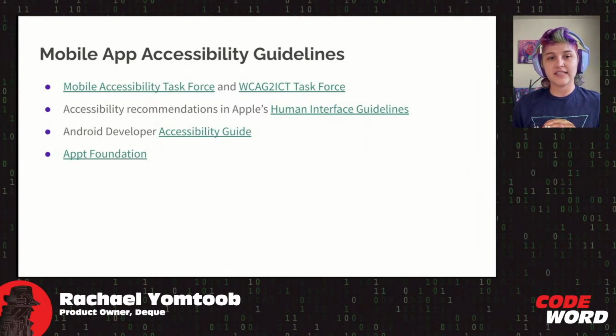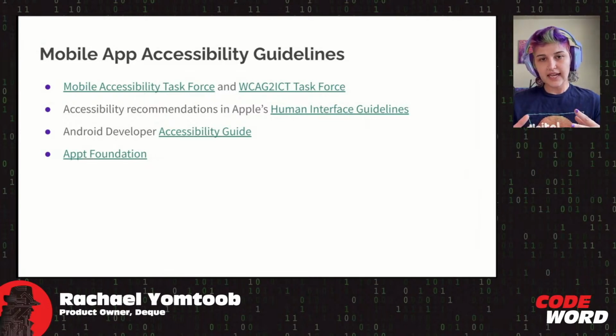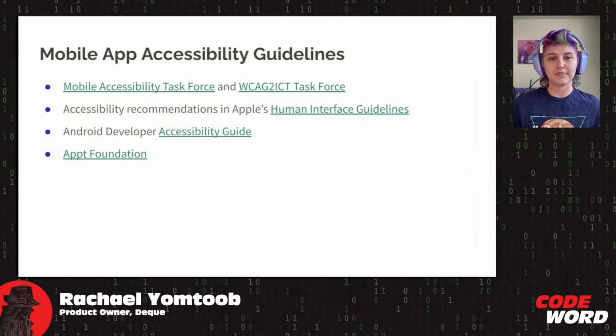And Android also has a developer accessibility guide. Whereas these are less guidelines and requirements, they're more so recommendations and advice on how to build accessible applications. They don't have the same kind of legal weight as the WCAG guidelines do.